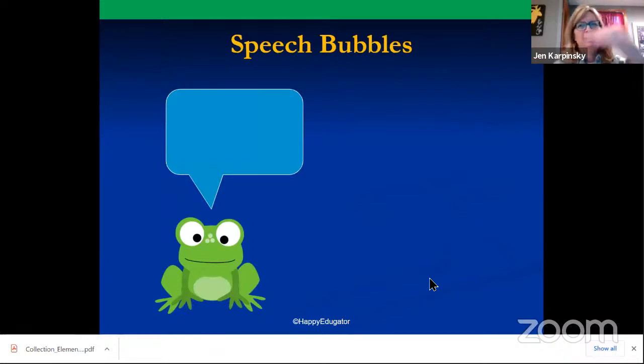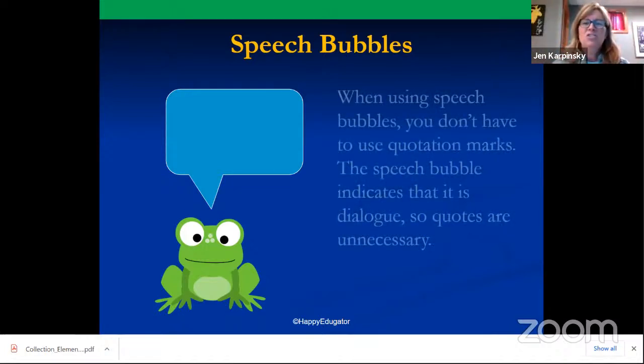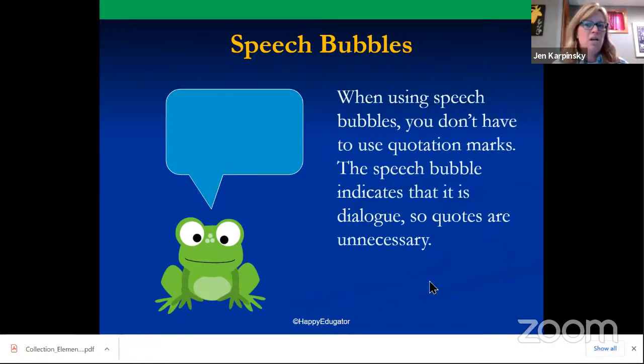Speech bubbles. You guys have got those. I bet you were doing those back in first grade. Speech bubbles that you draw above a character's head. Do they need to have quotation marks? No. When you're using speech bubbles, you don't need them because the speech bubble tells us that it's a dialogue between characters.